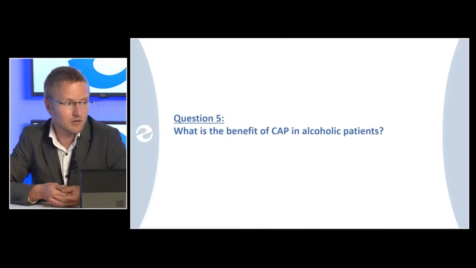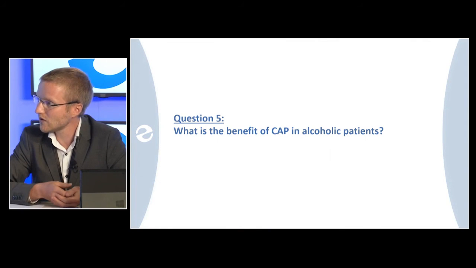Question number five: you mentioned that there are scarce data for the time being on CAP, but what would be the benefit of CAP for you on a daily basis when you monitor alcoholic patients? I can tell more of a clinical thing, and maybe you can talk more about the CAP because you have more experience. But basically, this is the first stage of alcoholic liver disease. As a doctor, the earlier you capture a disease, the better. So there is no question that if you have a drinker with steatosis, the first step of the disease is a liver disease.